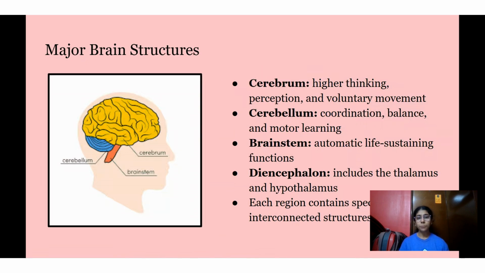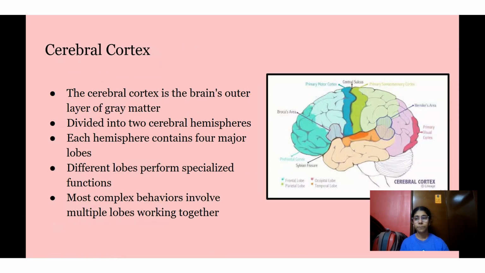So, a few major brain structures to start off include the cerebrum that works in higher thinking, perception, and voluntary movement, the cerebellum that helps in coordination, balance, and motor learning, the brainstem that helps in automatic life-sustaining functions, and the diencephalon that includes the thalamus and the hypothalamus. It should be noted that each region contains specialized but interconnected structures that work together to help a human body function. Now, the most overarching part of the human brain is the cerebral cortex.